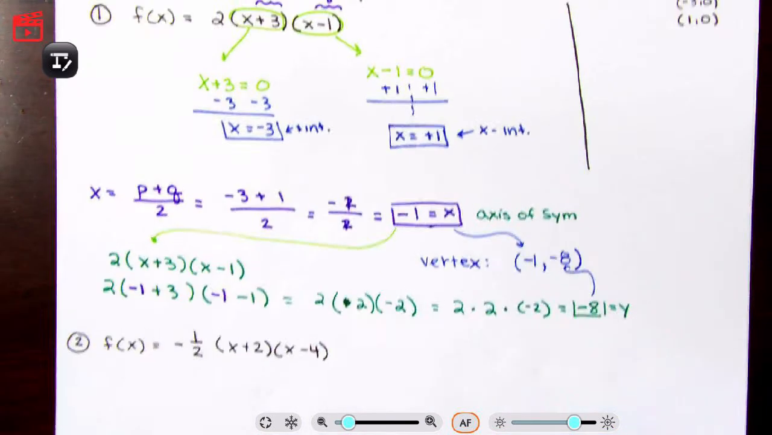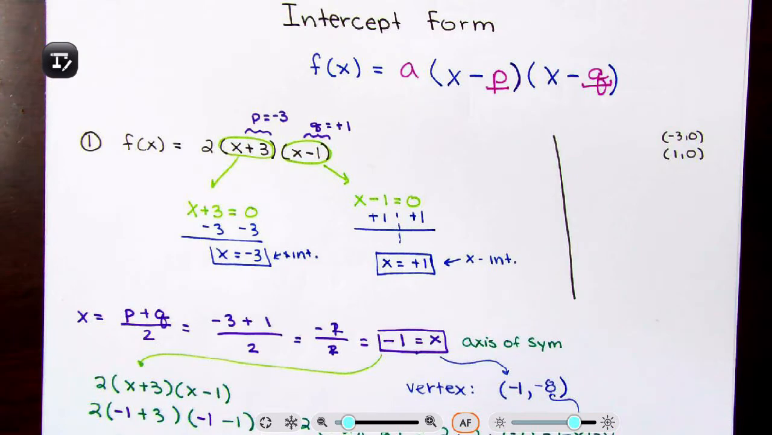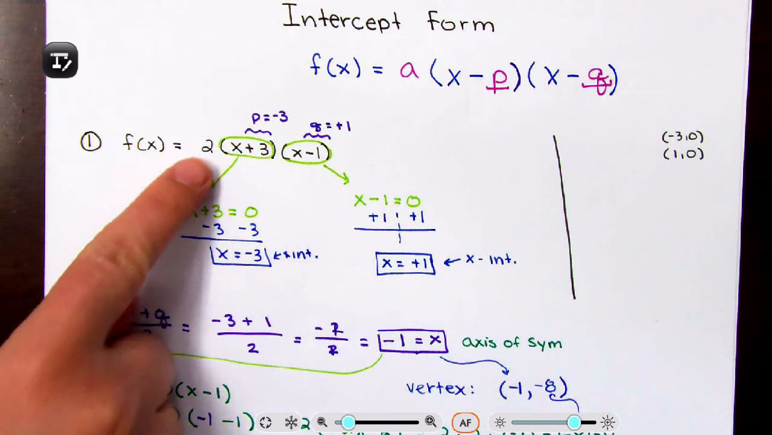Now looking at our leading coefficient, which is 2, 2 is positive, so therefore you know for the quadratic, it's going to be a U that is going to be pointing upward because 2 is positive.